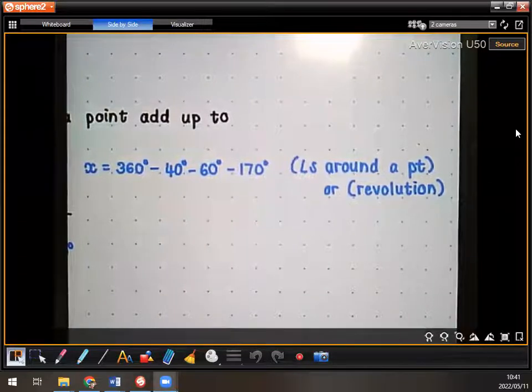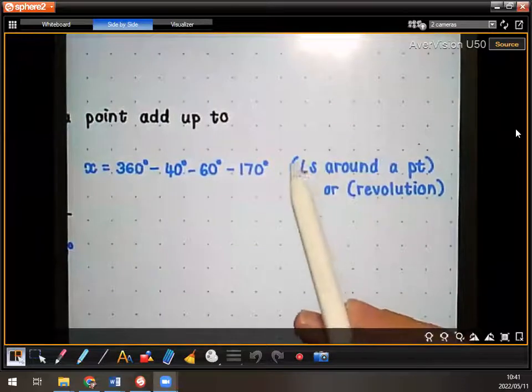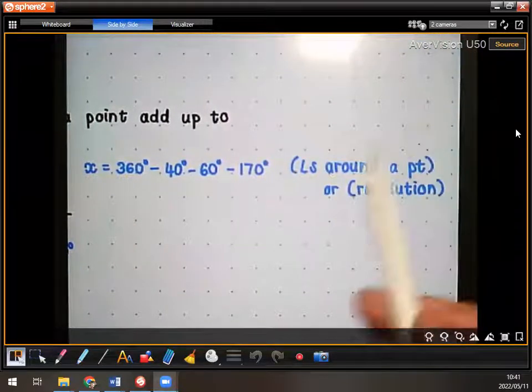That is an acceptable reason: angles around a point. So I think you might prefer the shorter one, but maybe angles around the point makes more sense. Remember, either one of those, you'll get the marks. Okay, you don't have to write both of them, guys. You're just going to write one of them.